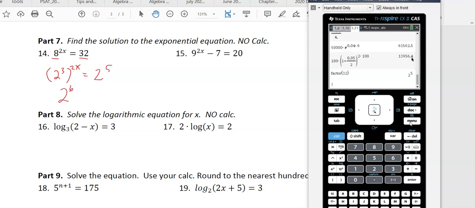2 to the 6x equals 2 to the fifth. What must be true? The 6x must be equal to 5. So if 6x equals 5, one step to solve, you get x equals 5/6.